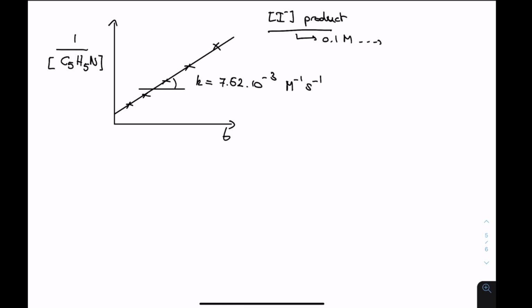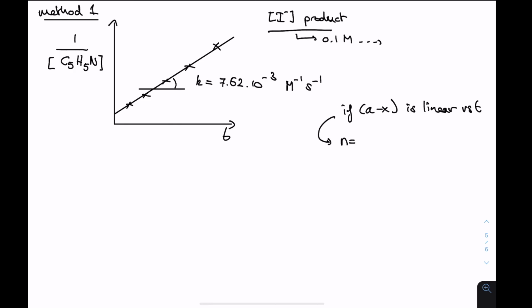So that method, let's call this method 1, was looking at the different integrated rate equations. And just to repeat one more time, so I wrote it there. If A minus X is linear versus time, of course, then n equals 0. So you have a 0th order reaction.